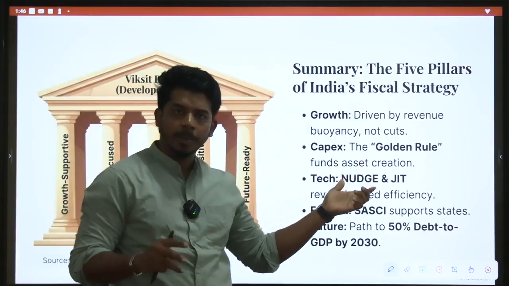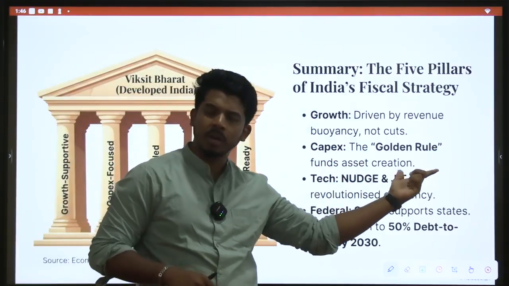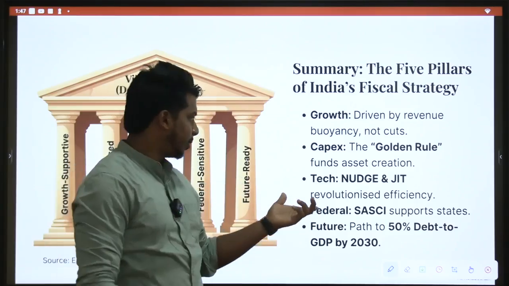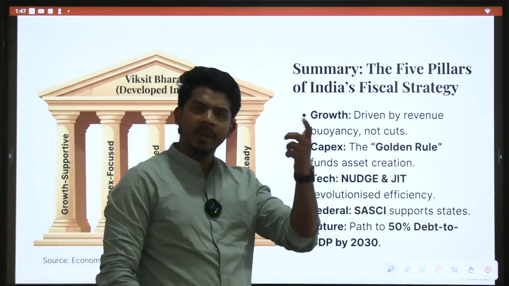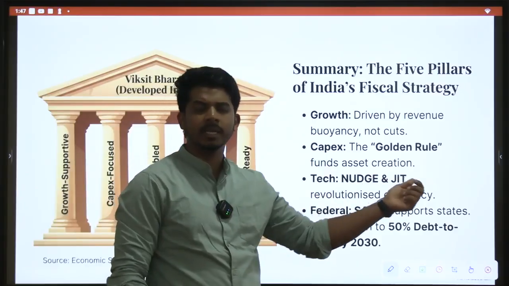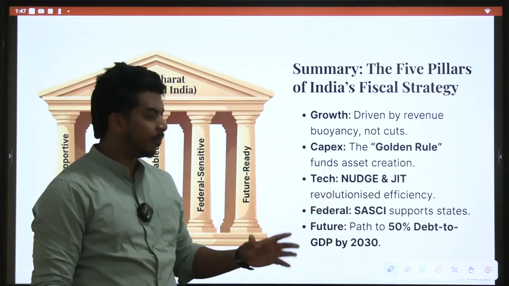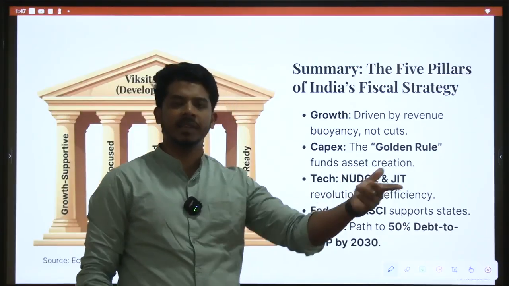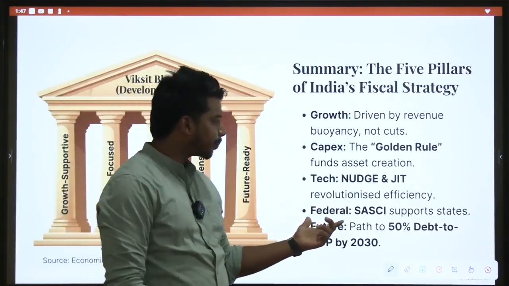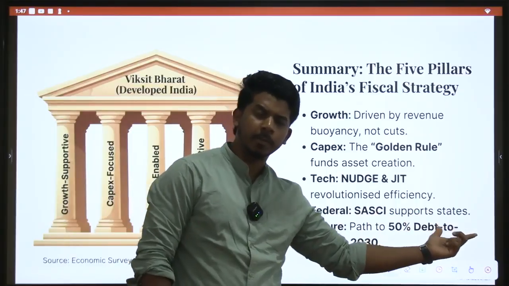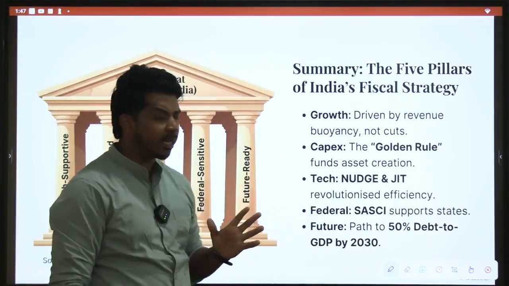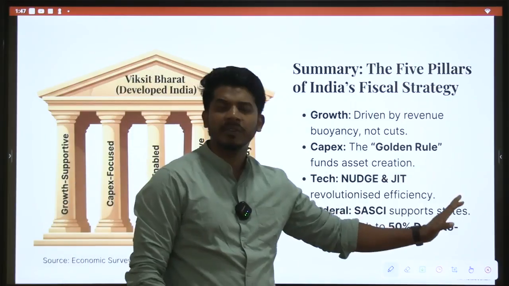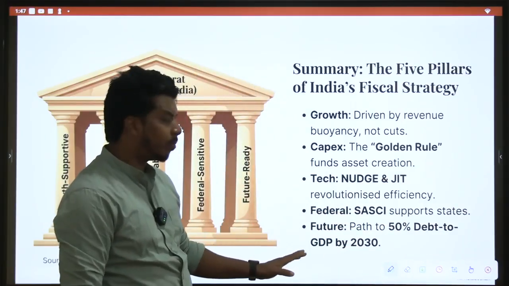Then we are not compromising on capital expenditure also. We are following the golden rule of more capital expenditure than borrowings. Then we are using behavioral economics like nudge and just in time, instead of harsh measures. We are using technology for increasing efficiency. Then the union government is supporting states in managing fiscal consolidation and fiscal policy, and we have a target of 50% debt to GDP ratio by 2030.